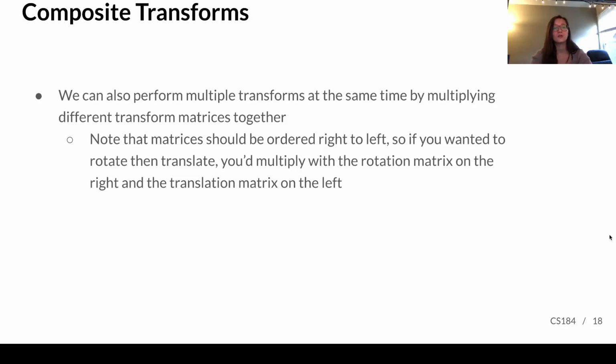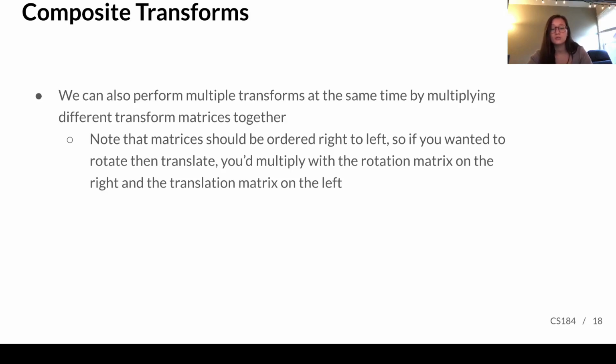Okay, and then just a note about composite transforms. We can perform multiple transforms at the same time, but you just have to be careful that you know which order your matrices are being applied. So normally we apply the coordinates to the rightmost matrix first and then go right to left. So if you want to rotate first, your matrix needs to be on the farthest right, and then if you're translating after that, then it would be next to it.